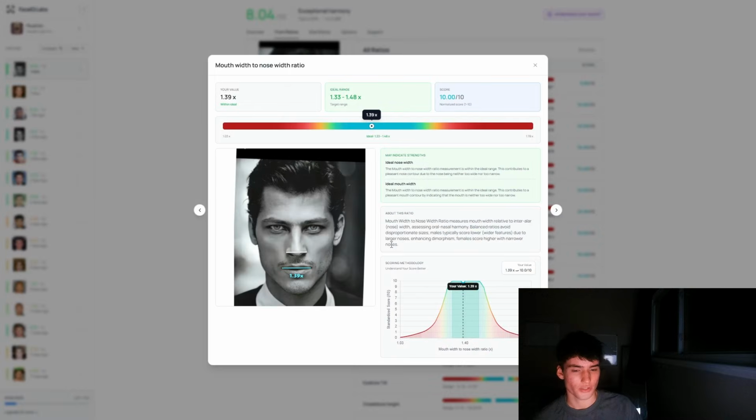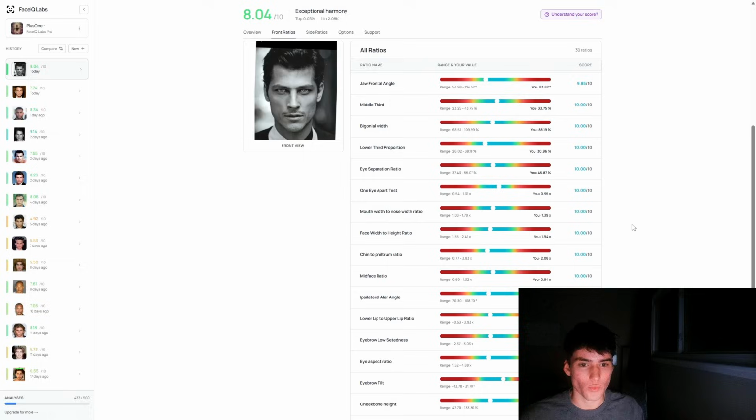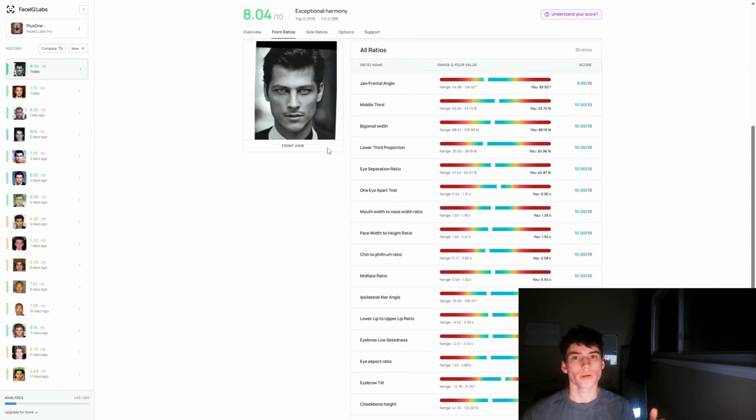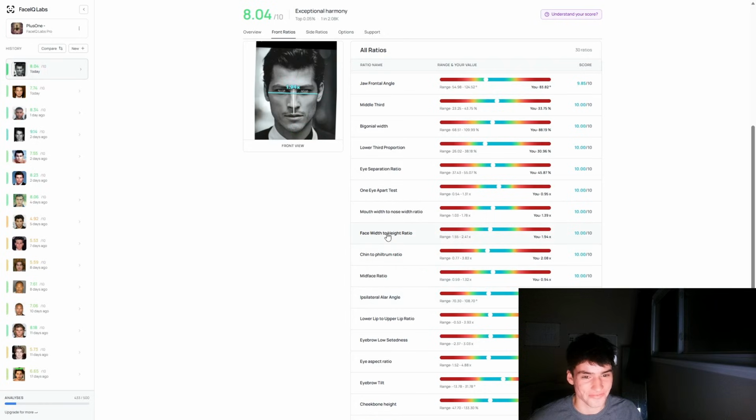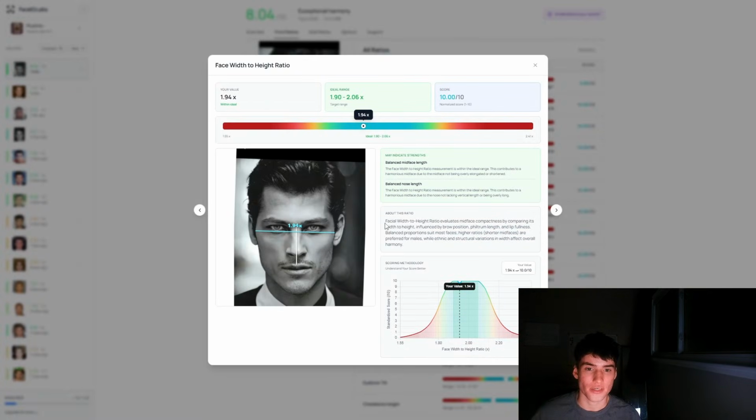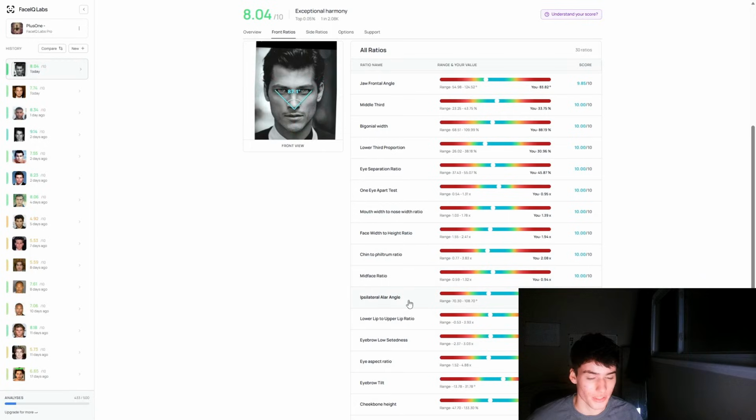Mouth width to nose ratio. So his is ideal. He's almost right in the middle, almost perfect. So if you guys want a picture of the ideal mouth to nose ratio, it's right here. Okay, so take a photo of that, or just take it in your memory. So nice. Now his face width to height ratio. This is the middle part of his face. Not the total, but really the center of his face is good. It's within the ideal. Perfect.